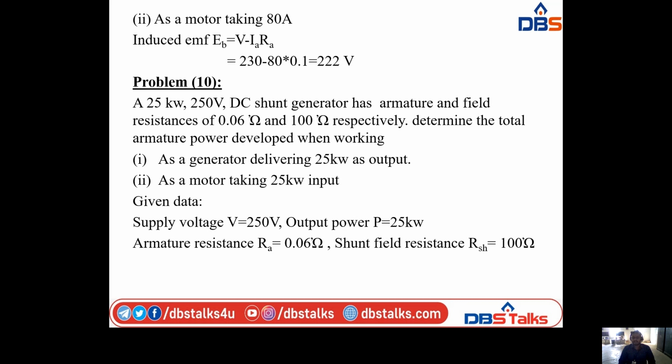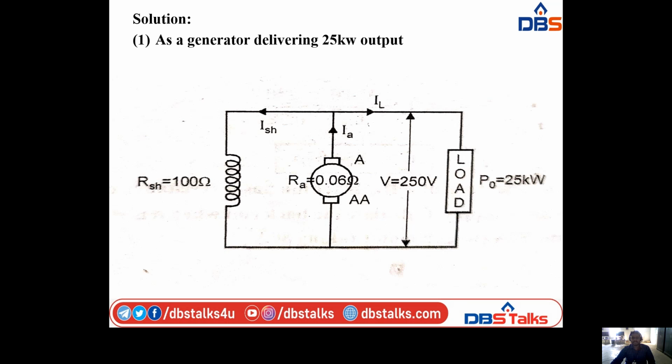Before calculating these things, firstly we have to note down the data from the given problem: supply voltage V is equal to 250 volts, output power P is equal to 25 kilowatts, armature resistance Ra is equal to 0.06 ohms, and shunt field resistance is 100 ohms. Firstly we have to take it as a generator delivering 25 kilowatts output. Here this is the diagram for a DC generator. Here I am taking the DC shunt generator, which means the shunt field winding is connected parallel to the armature winding in the DC generator.